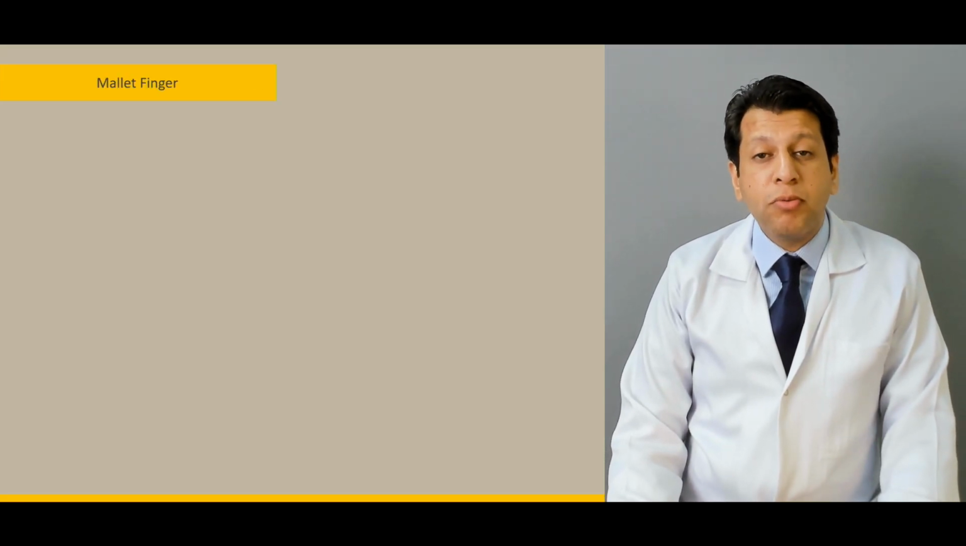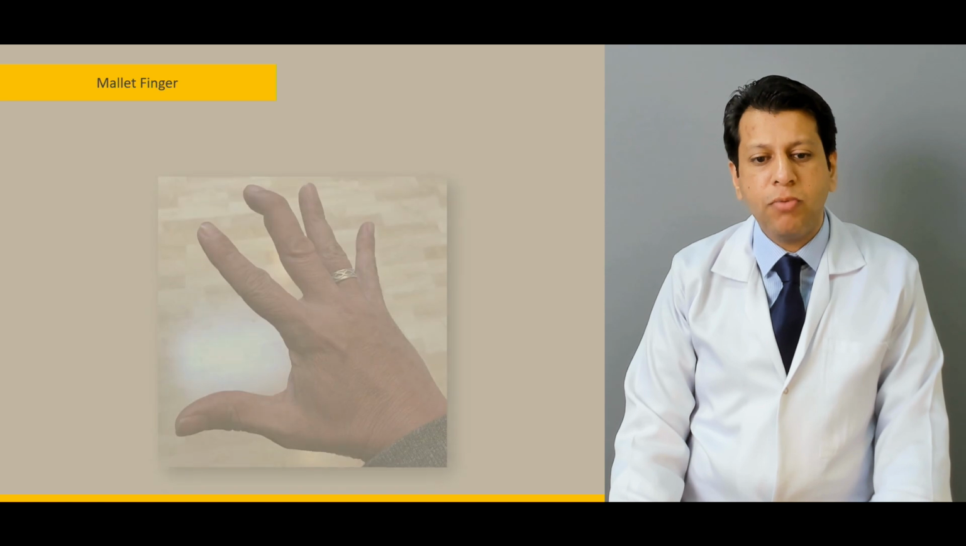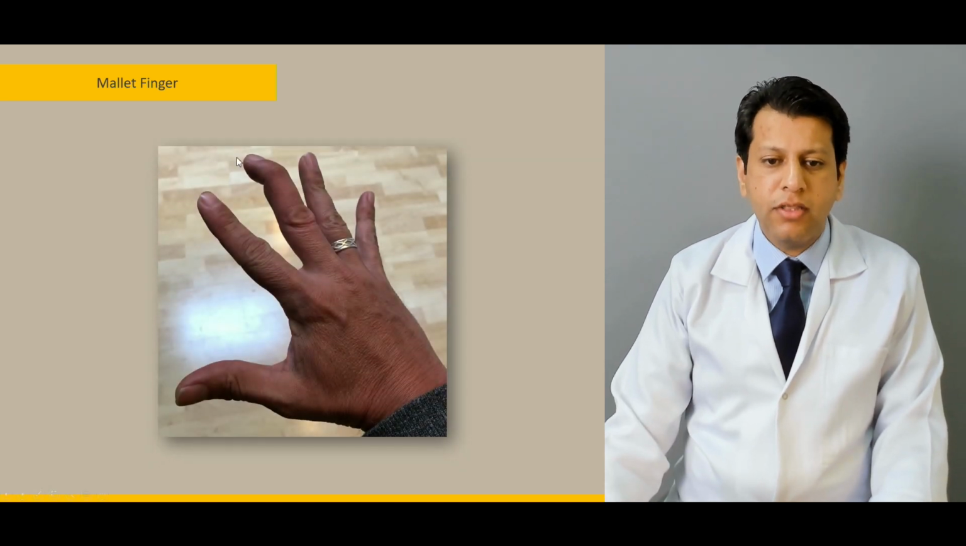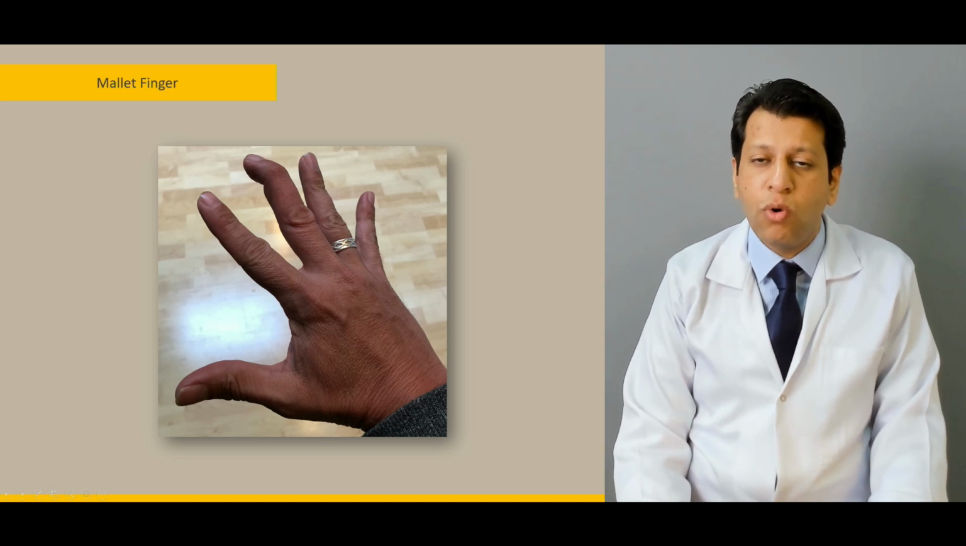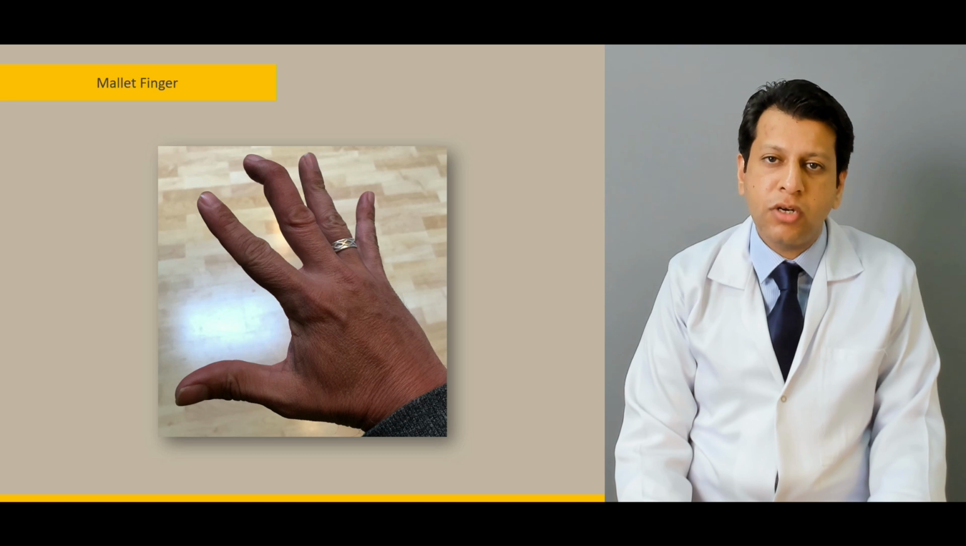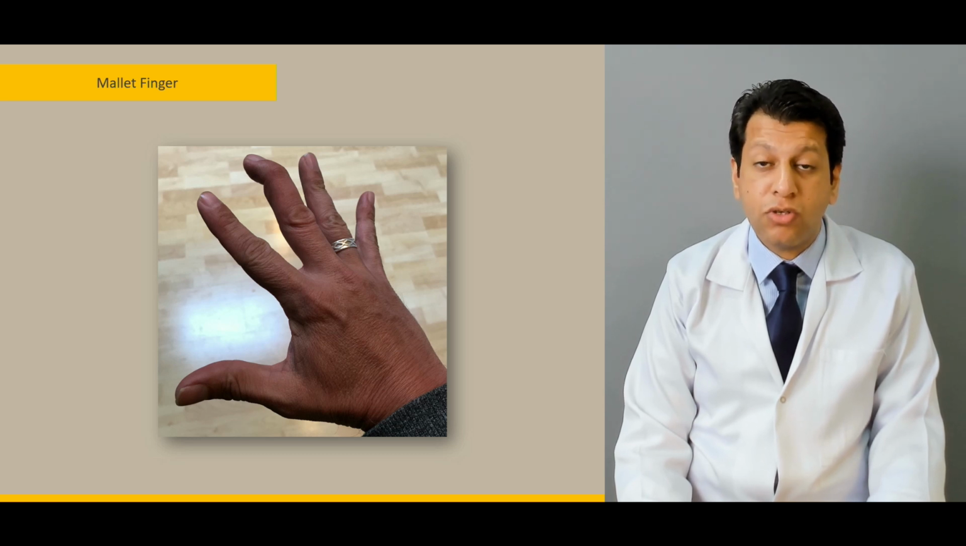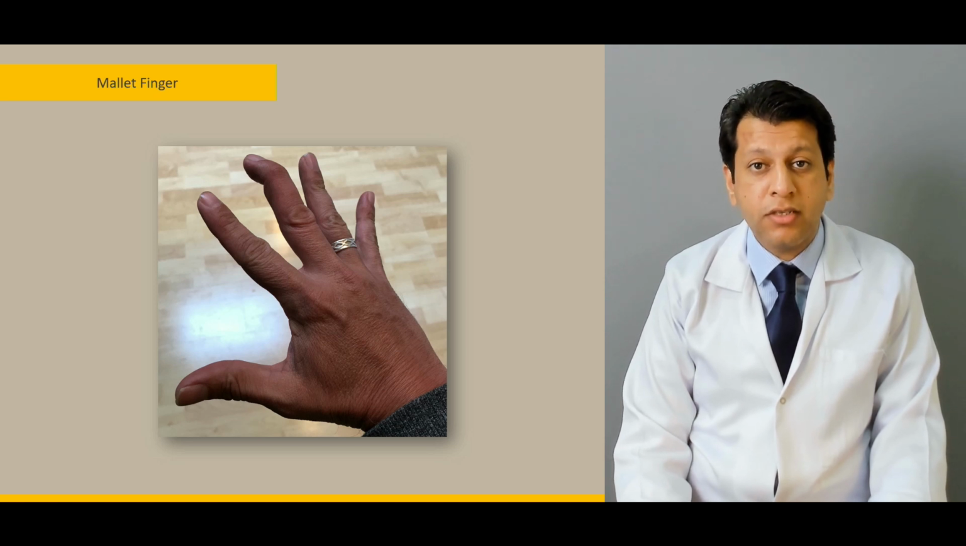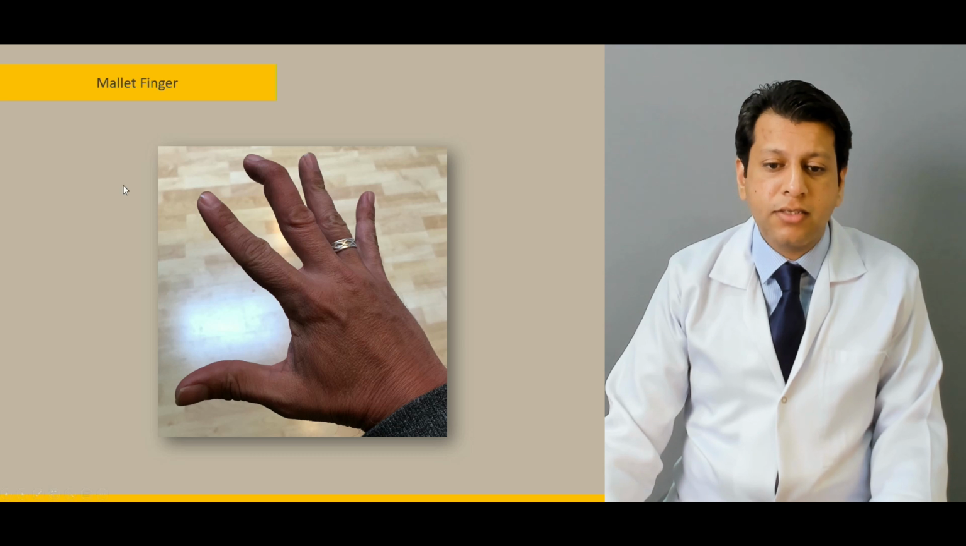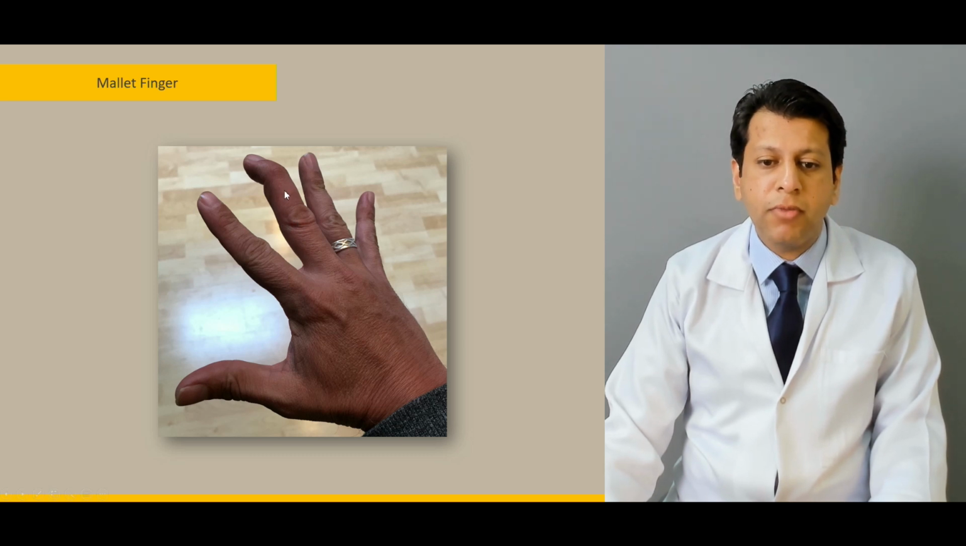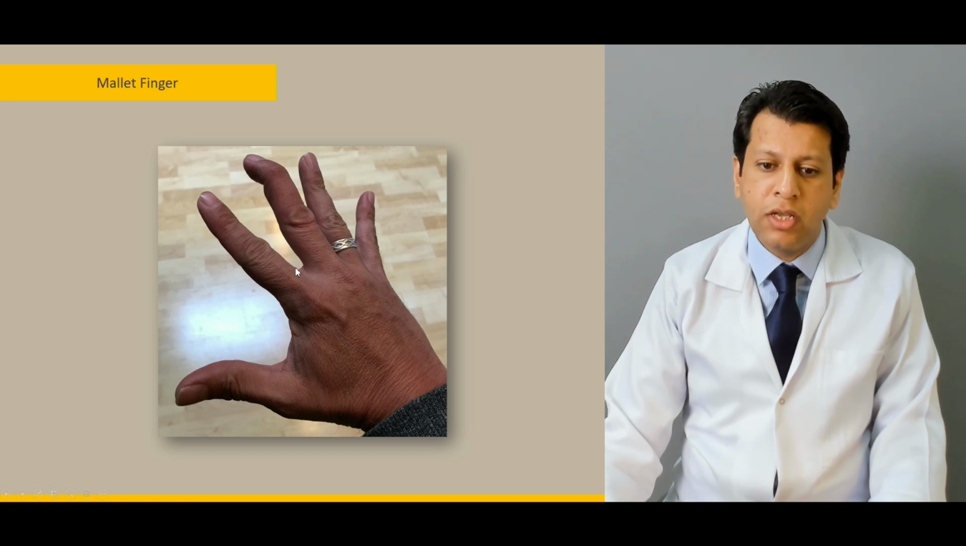Now coming on to another problem called mallet finger. This is the kind of injury which may predispose a person to mallet finger. As you know, there are two flexors, mainly the flexor digitorum superficialis, or FDS, and the flexor digitorum profundus, or FDP. FDS attaches over the base of the middle phalanx and acts on the proximal interphalangeal joint only, while FDP attaches on the base of the distal phalanx and acts on both the proximal as well as the distal interphalangeal joint.